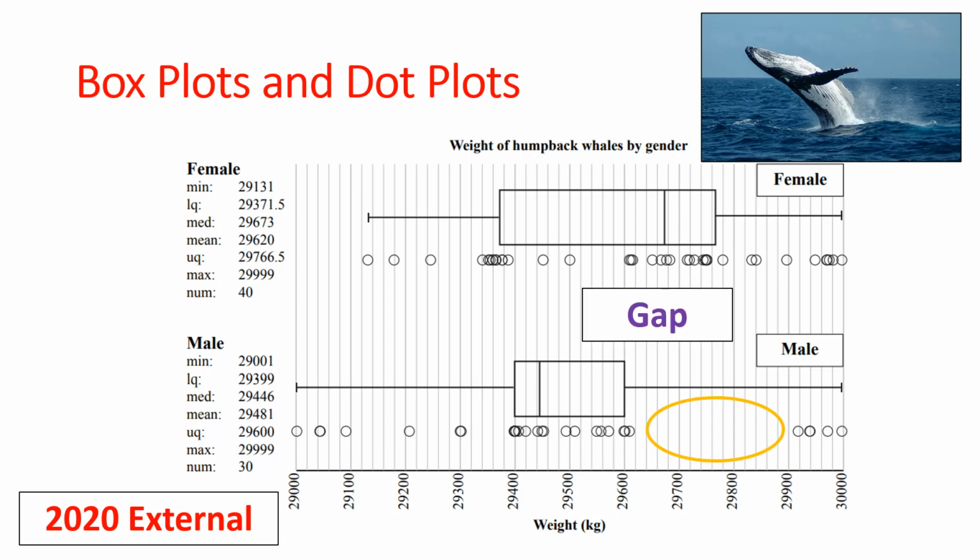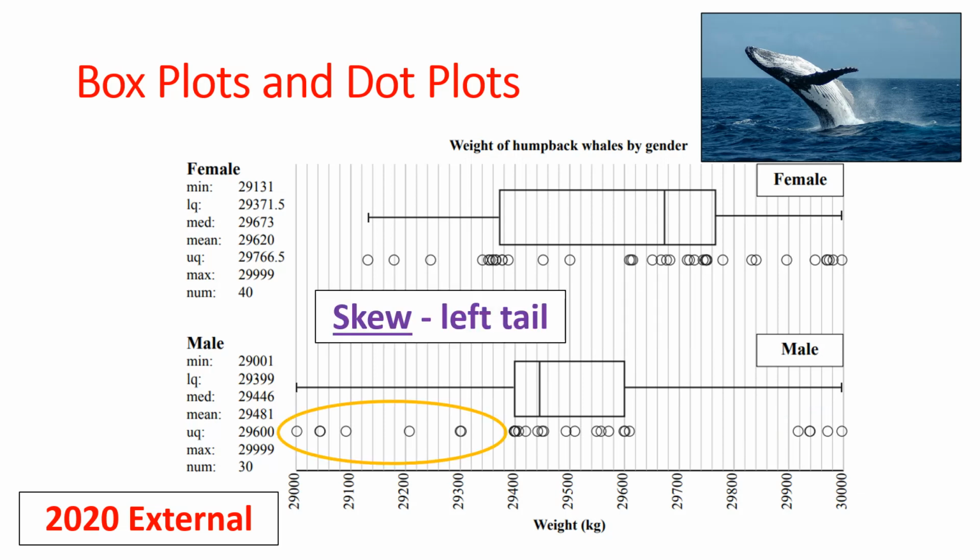Right, well, we can also spot a bit of a gap here in the male data. I don't know if we have enough data or not. We see these 4 humpback whales are quite heavy. I don't know if that means they're the alpha males or the leaders of the pack. And I also notice a bit of a skew. This bottom tail is quite spread out, which is something to think about.